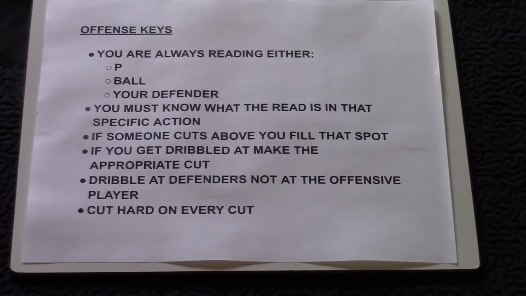If you get dribbled at, make the appropriate cut. Dribble at defenders, not at the offensive player. We see that a lot. If you dribble at an offensive player, it's going to take him farther away from the arc, which you don't want. So always dribble at defenders.